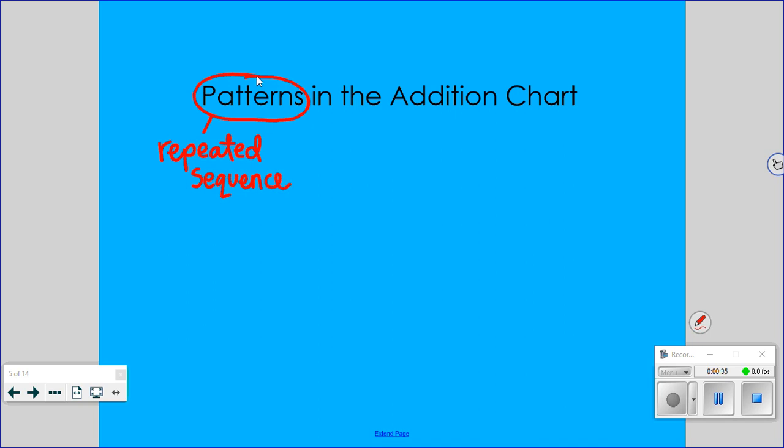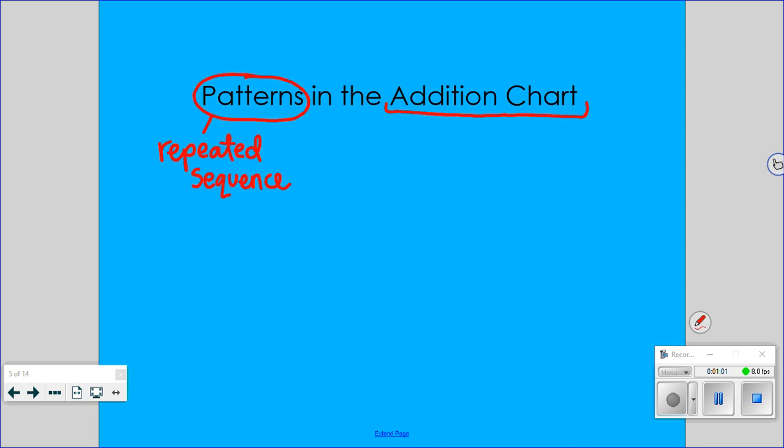So in kindergarten, you might have done patterns of colors, right? You might have gone red, blue, red, blue, red, blue. When you got to first and second grade, you might have done patterns with numbers. So maybe you said 1, 2, 3, 1, 2, 3, 1, 2, 3. That same chunk or group is then repeated over and over and over again. We're going to be looking at patterns, these repeated things, in an addition chart.